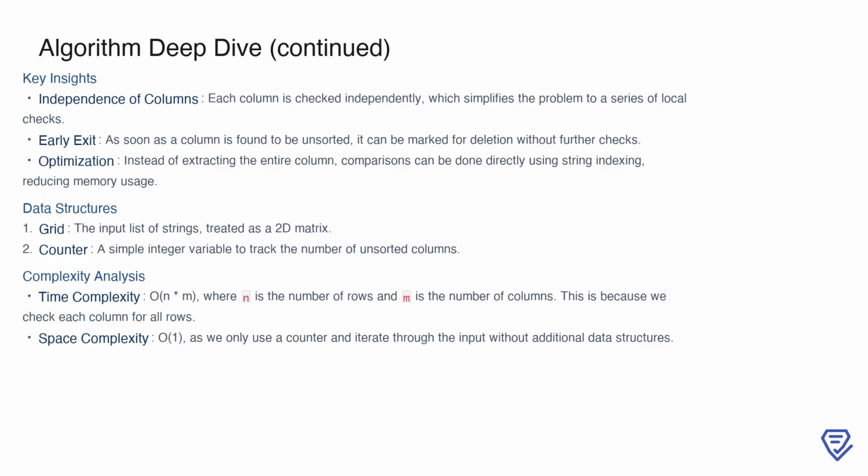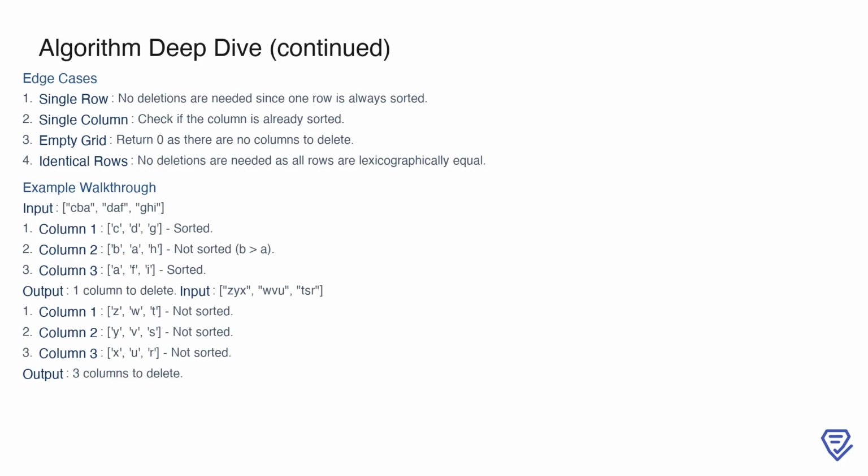When applying this algorithm, there are some edge cases to consider. For example, if there is only a single row, no deletions are needed because a single row is inherently sorted. Similarly, for a single column, we only need to check if that column is already sorted. In the case of an empty grid, the output is 0 because there are no columns to delete. If all rows are identical, no deletions are required, as the rows are already lexicographically equal.